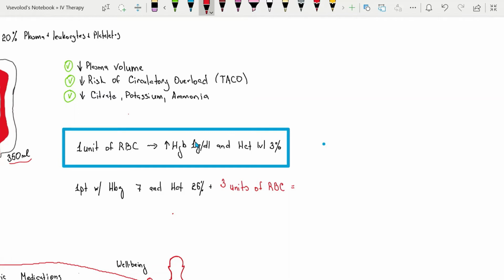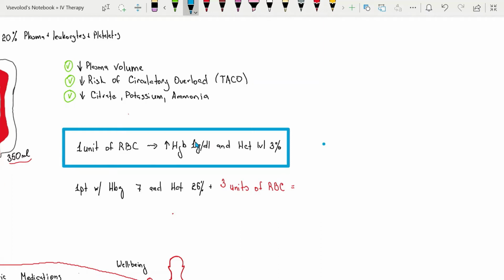So let's do a quick problem. A patient with hemoglobin of 7 and hematocrit of 26% received 3 units of packed red blood cells. What are the expected values after transfusion?